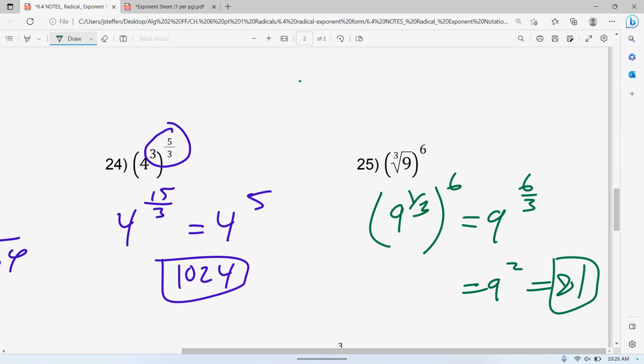So before, I told you guys to leave it as 9 squared. Again, that's what I wanted, the exponent notation. Now I want you to simplify it. I want it as simple as possible. So 81 is the answer I'm looking for.